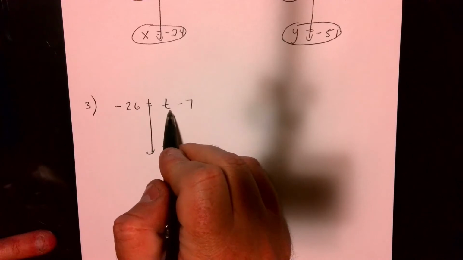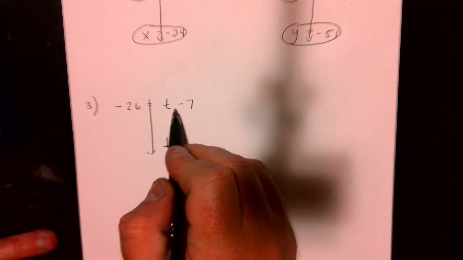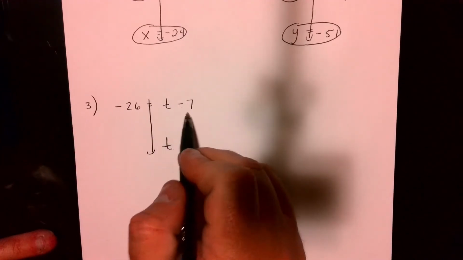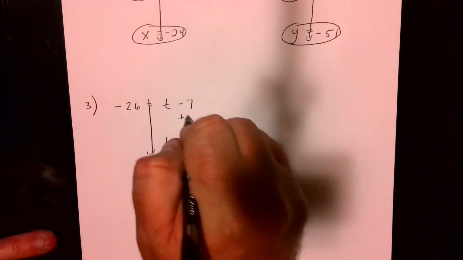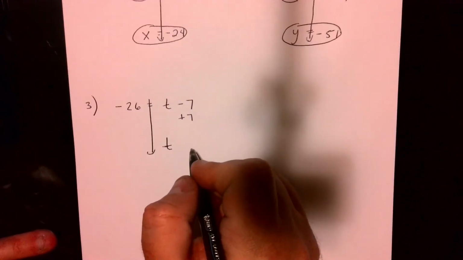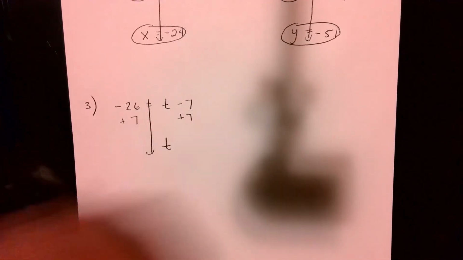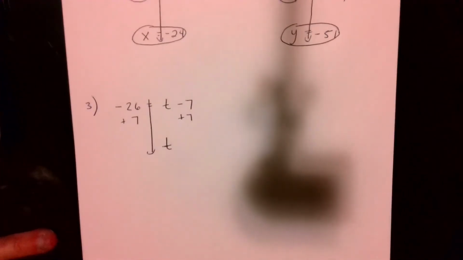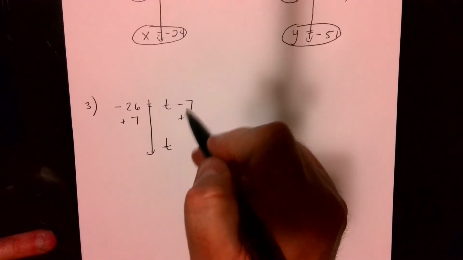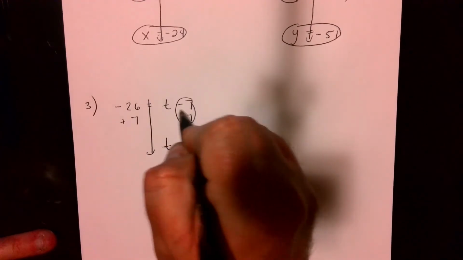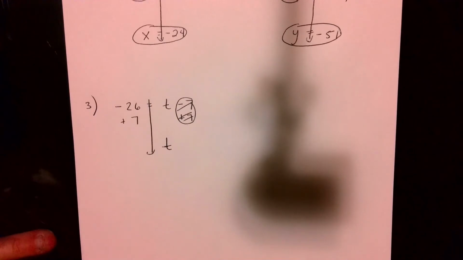So if I read the problem, it says t minus 7. Once again, we want to undo this. The opposite of subtracting 7 is adding 7, or a positive 7. So if I add 7 here, I need to add 7 here. We want these two to be opposites, and they will cancel out. T is the only thing left.